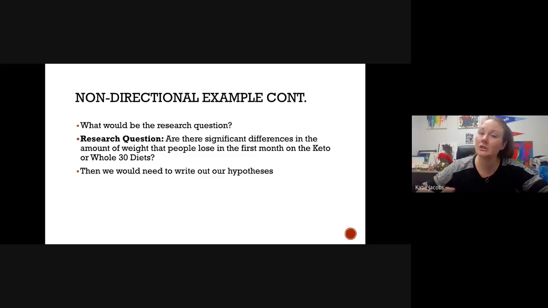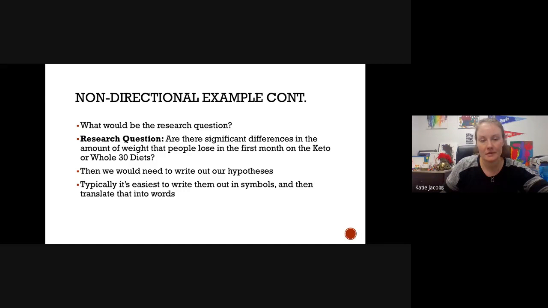Anytime that we're starting to write these hypotheses, I always suggest to people that we first start with our research hypothesis, because that's the one that we're interested in as researchers. And then after we write that in symbols and words, then moving on to the null hypothesis, because it's just the exact opposite. Okay, so again, typically it's easier to start out by writing them in symbols first and then translating those symbols into words.